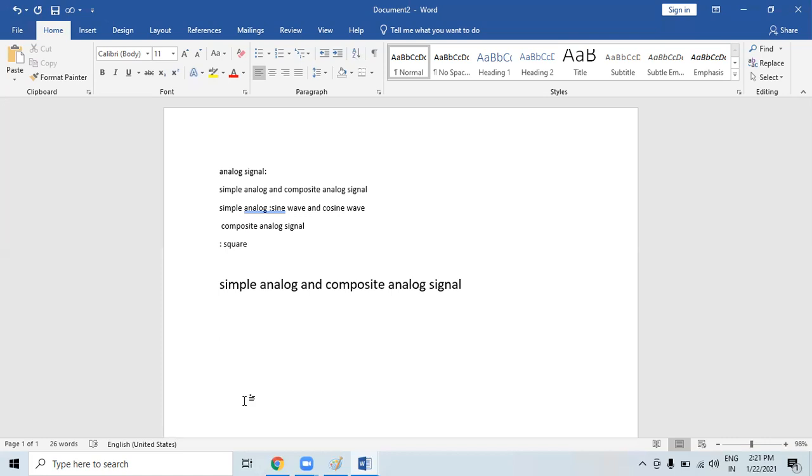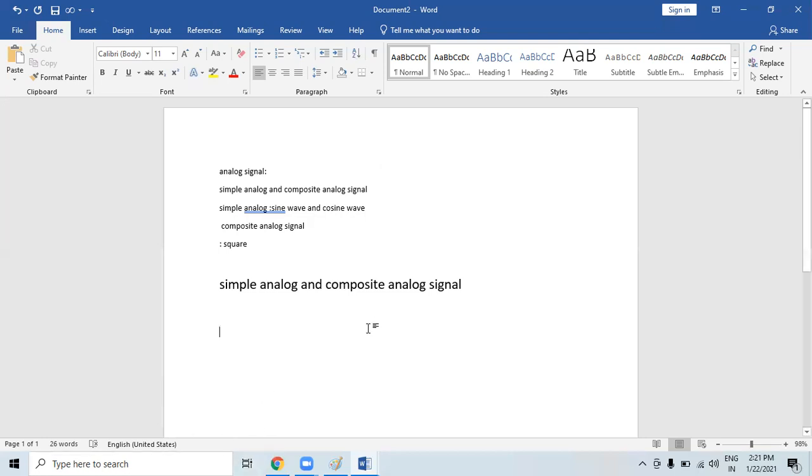So this is the most basic analog signal which can be used as a basic building block. This simple analog signal is mostly used for building block purposes, to build other composite signals. If we take an example of a simple analog signal, the signals are sine and cosine wave. As we said, for a simple analog signal, examples are signals like sine and cosine wave.